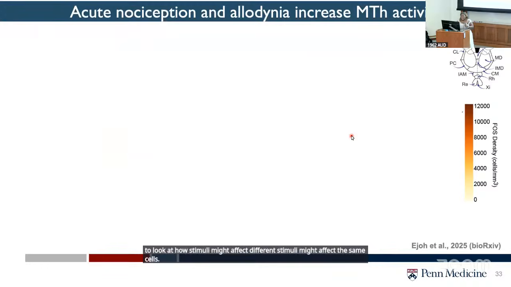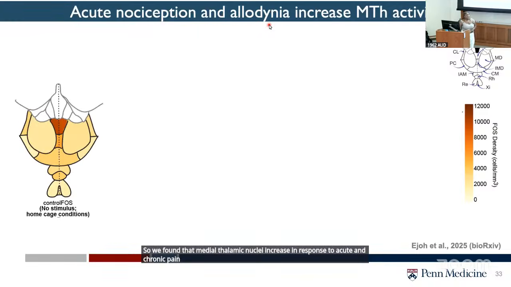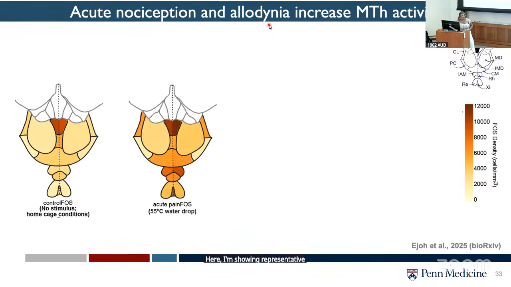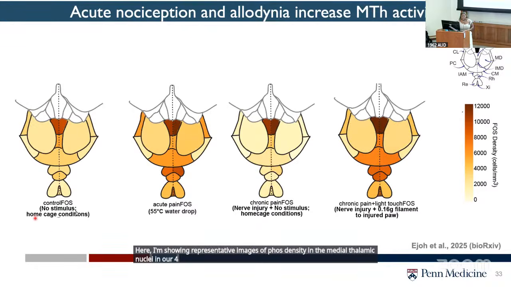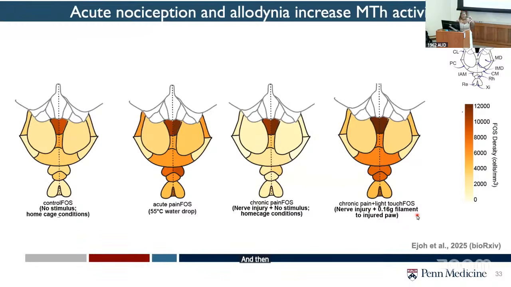So we found that medial thalamic nuclei increase in response to acute and chronic pain. Here I'm showing representative images of FOS density in the medial thalamic nuclei in our 4 FOS stim groups. This no stim group with the home cage conditions, the 55 degrees Celsius hot water group, this nerve injury group that were also in this home cage, and then this nerve injury group that got that light touch to their injured hind paw.